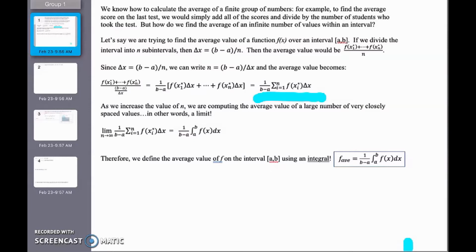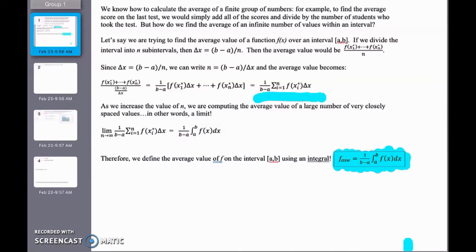And then as we increase the value of n, we're computing the average value of a large number of very closely spaced values. So in other words, we're taking a limit. And we know that this, to us, becomes an integral. So the limit, as n approaches infinity, of 1 over b minus a times the sum from i equals 1 to n of f of x sub i times delta x, we write as 1 over b minus a times the integral from a to b of f of x dx. And that is the average value of a function as far as we are concerned. So that is our formula.